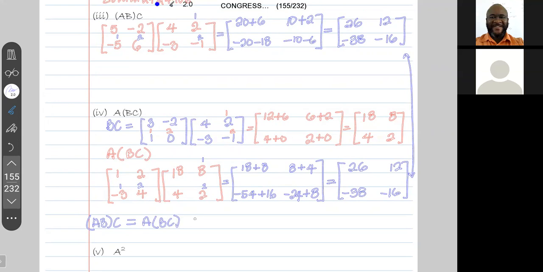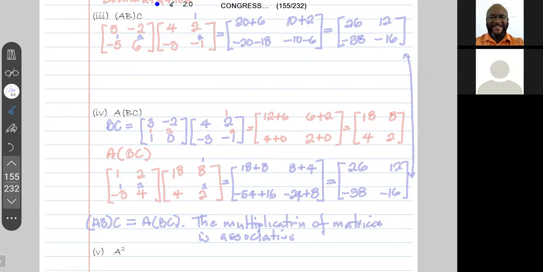So the multiplication of matrices is associative. So the multiplication of matrices is not commutative, but it is associative.